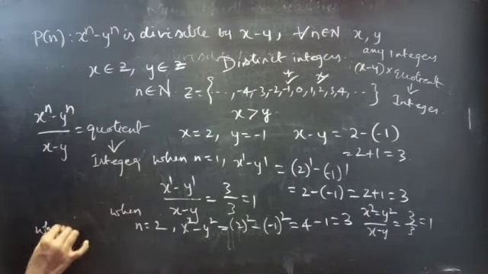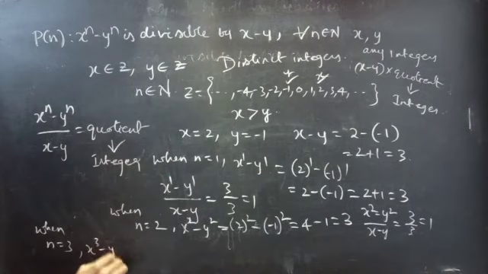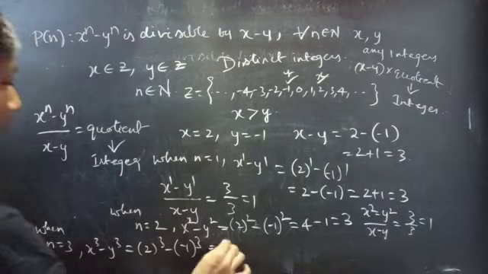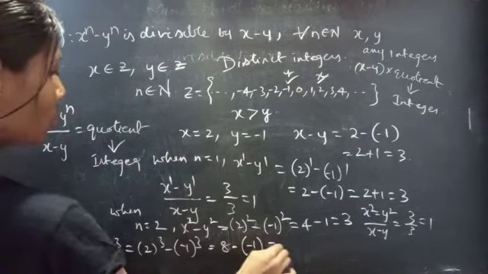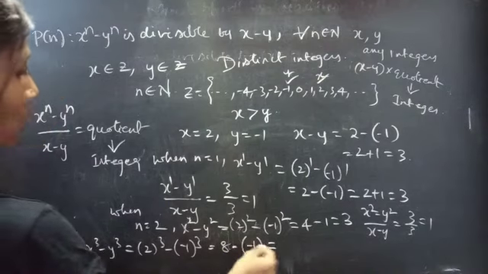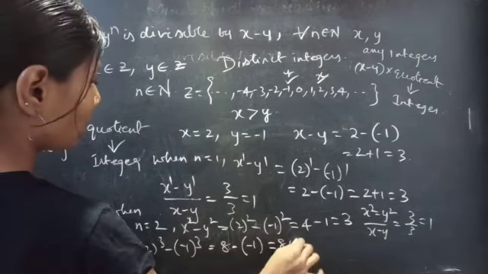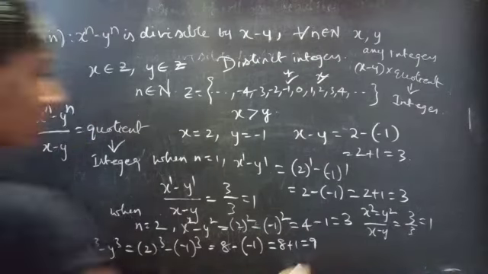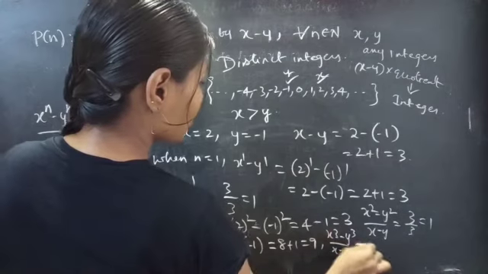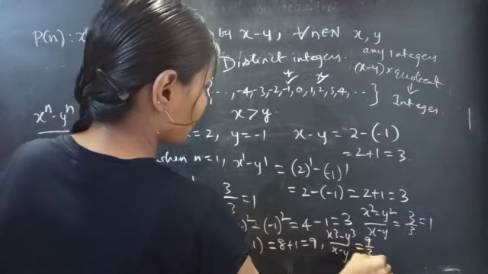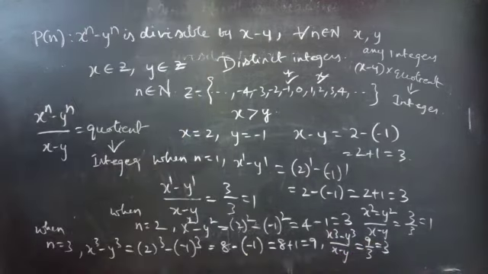Now we'll see for n equals 3. When n equals 3, x cube minus y cube equals 2 cube minus (minus 1) whole cube, which is 8 minus minus 1, which equals 8 plus 1 equals 9. Then (x cube minus y cube) by (x minus y) gives 9 by 3, which is 3.